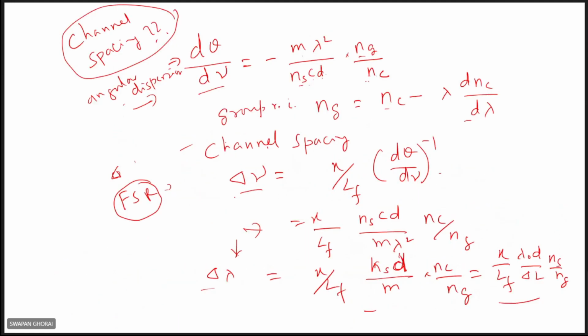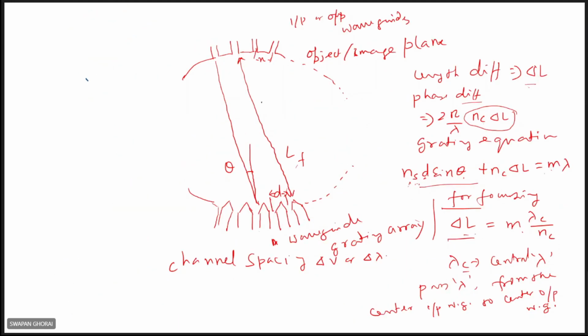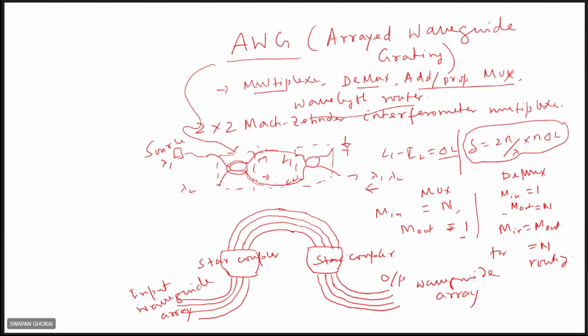This array replicating, how does it act as a multiplexer or how does it act as a demultiplexer? If you have any questions, you can ask.